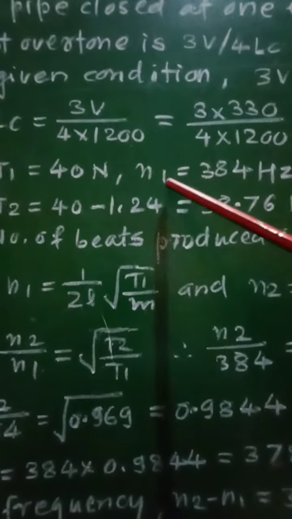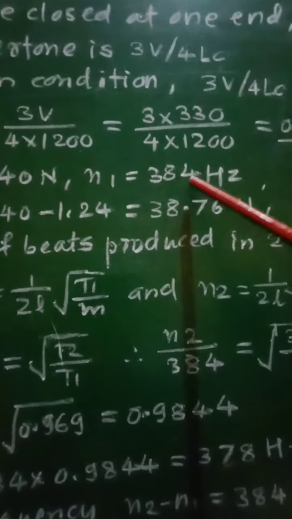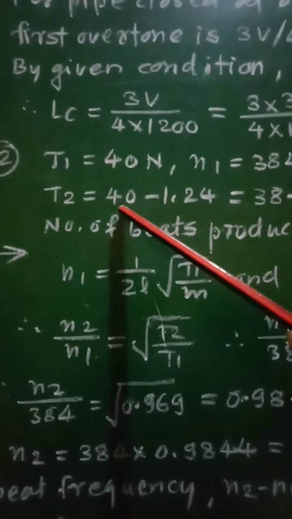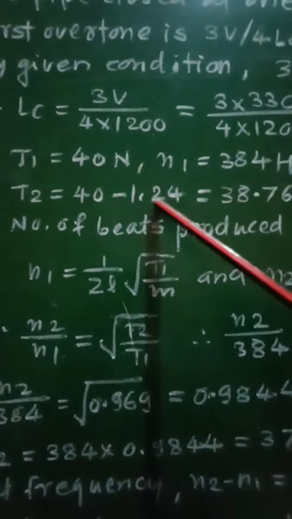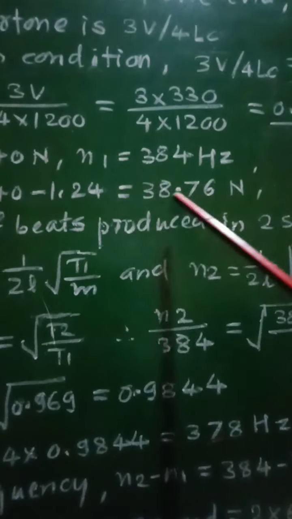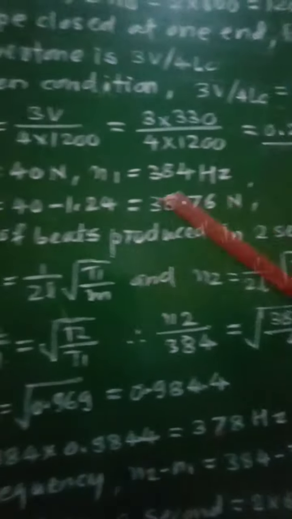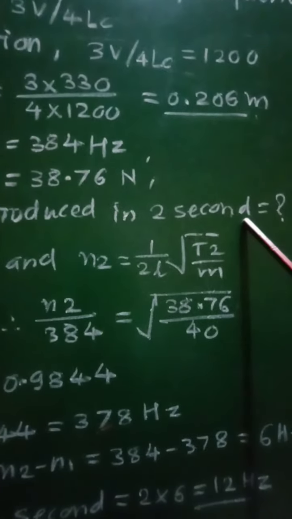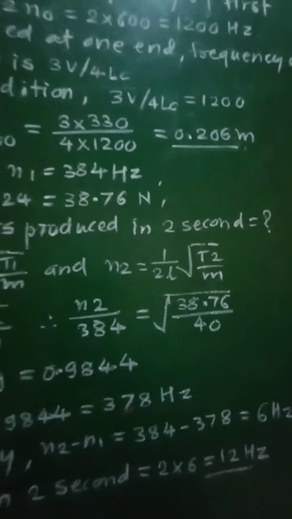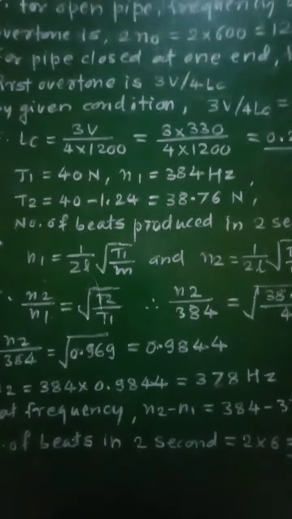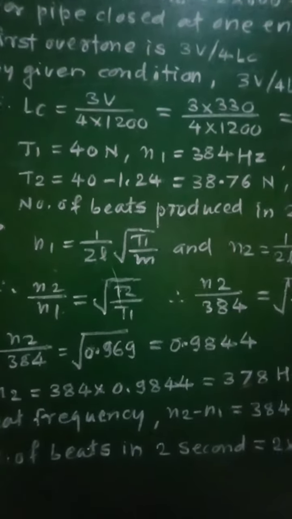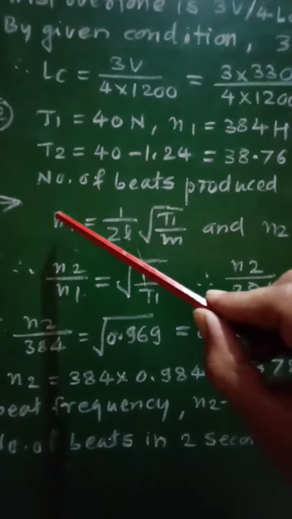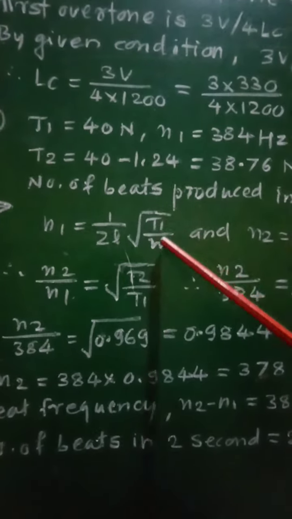that is the initial tension. Then N1 will be equal to 384 Hz. Then tension T2 will be decreased by 1.24, therefore it will be 40 minus 1.24, that is equal to 38.76 Newton. And we have to find out number of beats produced in 2 seconds. For that we have the expression for fundamental frequency of vibrating string, that is n is equal to 1 upon 2l square root of T by m.